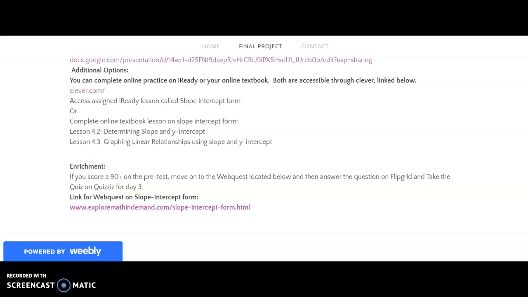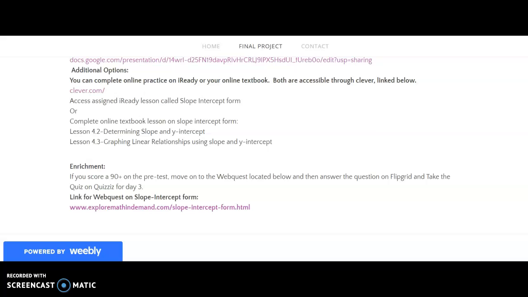The enrichment: if you score 90 or above on the pre-test, you can move on to the web quest that is located down here. The link is provided. Then once they're done with that, they will answer the same question on Flipgrid and take the quiz on Quizizz on day 3. I always like to provide some enrichment because I don't like for my students to have to go through the same thing.